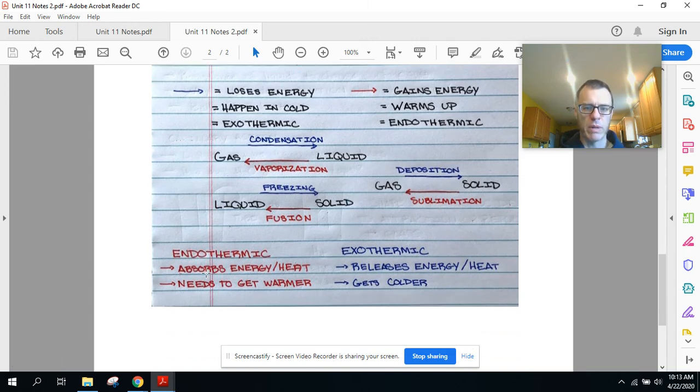And right here, what we need is these two definitions right there. Endothermic, it absorbs energy or heat, needs to get warmer. You got to put energy in. Exothermic releases heat. It comes off. All right. So in order for this to happen, it needs to get colder. And this sort of hot and cold stuff is going to get a little confusing when we jump into thermodynamics, but you'll see what's going on.